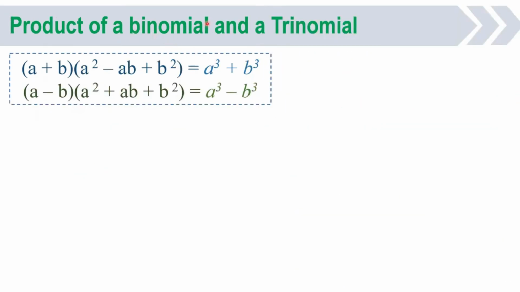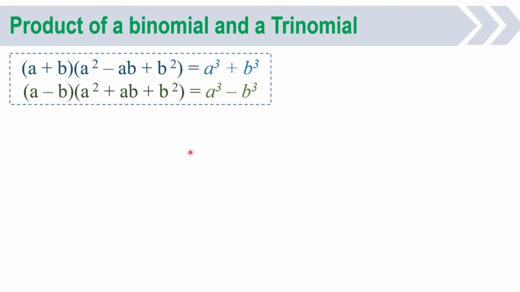Product of a binomial and a trinomial of special form. For example, a plus b, so that's the binomial, times a squared minus ab plus b squared. That's the trinomial. So if you have this case, this will just be your pattern. A cubed plus b cubed. It means you just have to cube the first and the second term, and that's it.